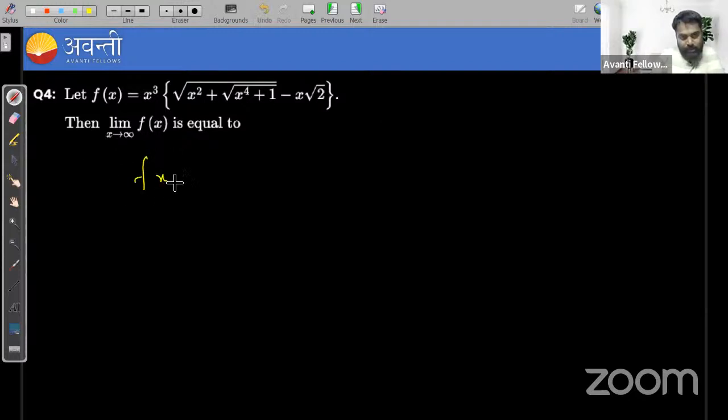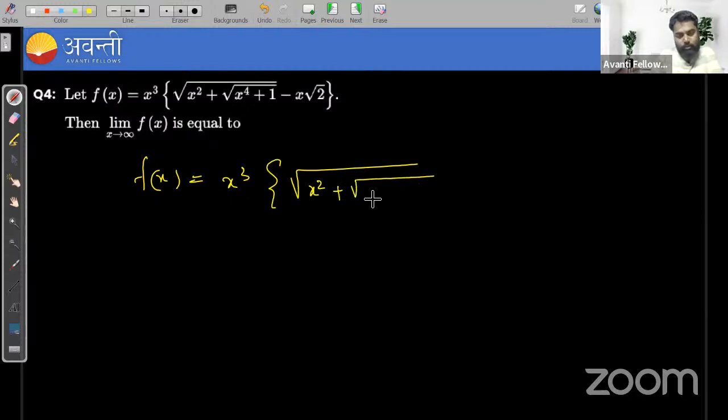f(x) is given as x cubed into the square root of x square plus the square root of x to the power 4 plus 1 minus x into root 2. Okay, if we take x outside, I'm taking this x outside. What is happening? Let's see.